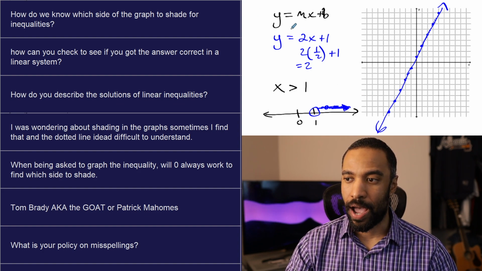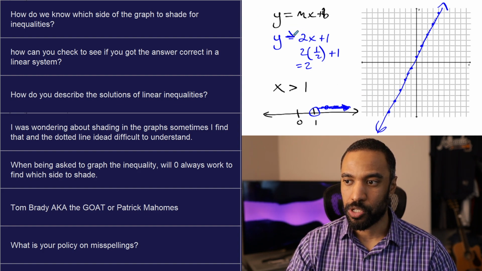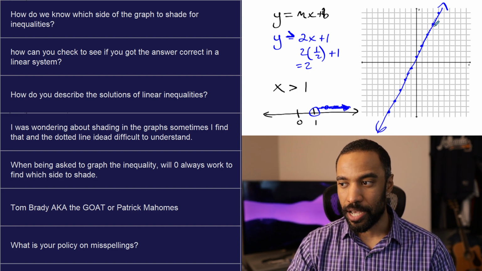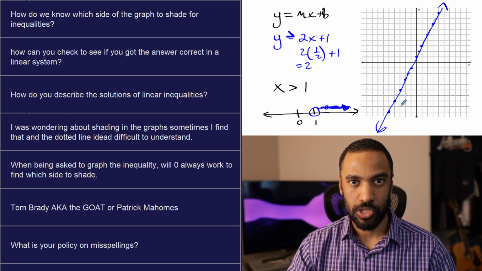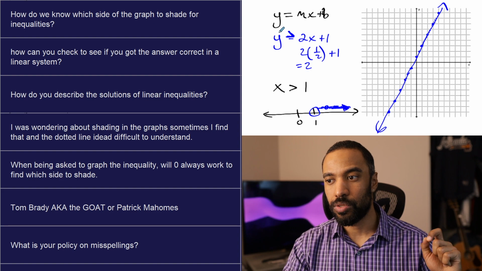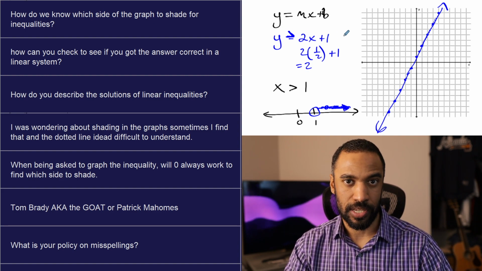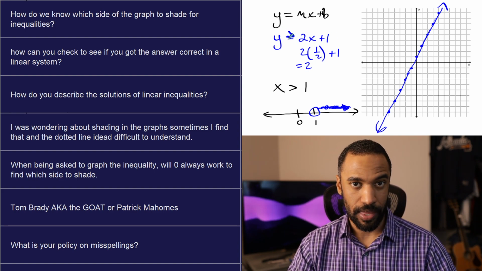Well, what if we had y is greater than or equal to 2x plus 1? Now, there aren't just points on the line that are solutions to this inequality, because the left side doesn't have to equal the right side. The left side can also be greater than the right side.